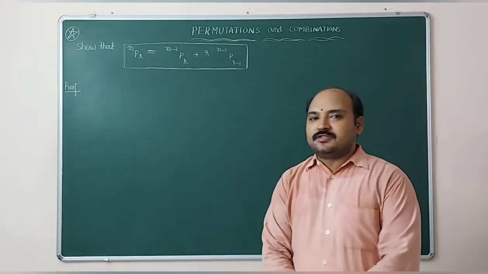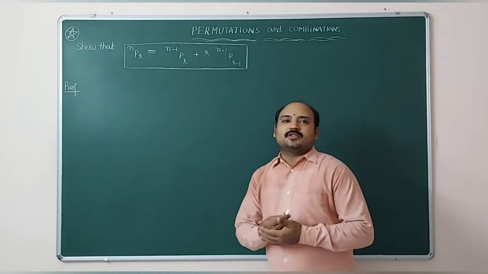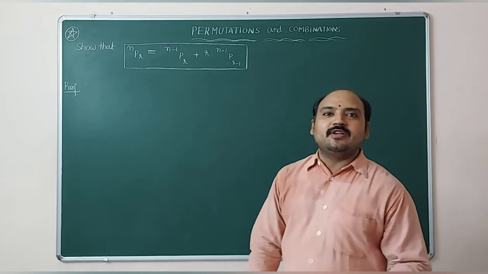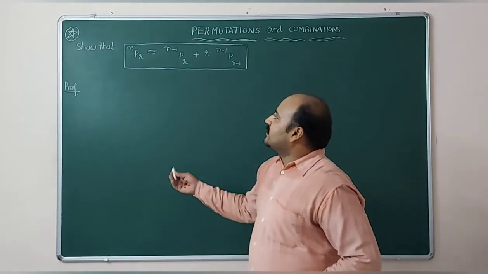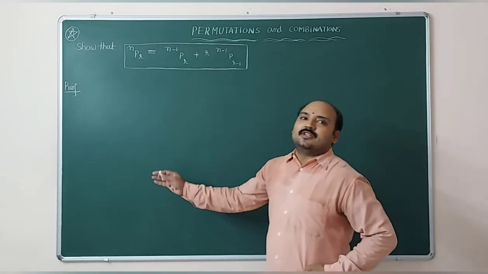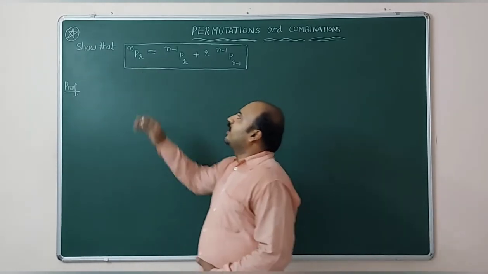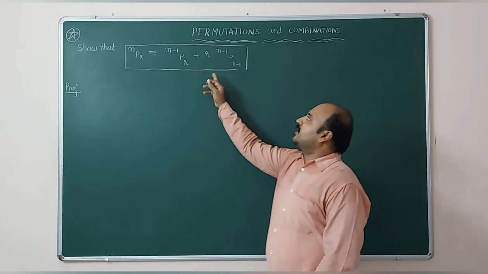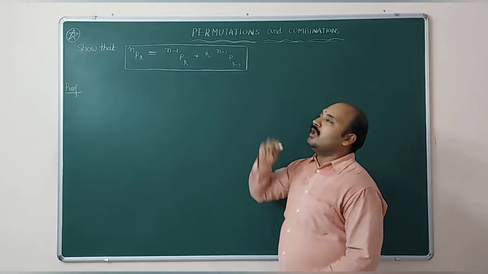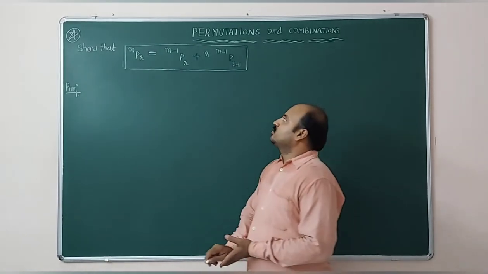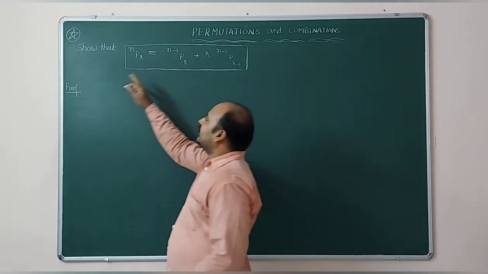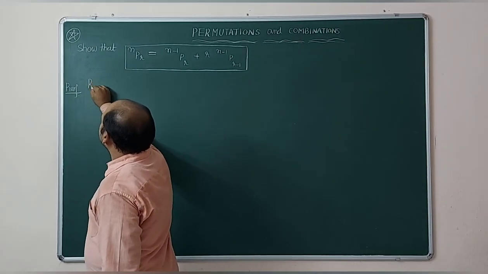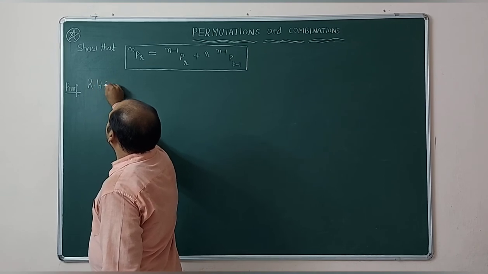The next result may be asked in the intermediate exams, and this result we will use in the competitive examinations, dear students. Let us have a discussion with a theorem with this result. Show that nPr equals n minus 1 P r plus r into n minus 1 P r minus 1. So here consider the RHS and get the LHS. Consider the right hand side.